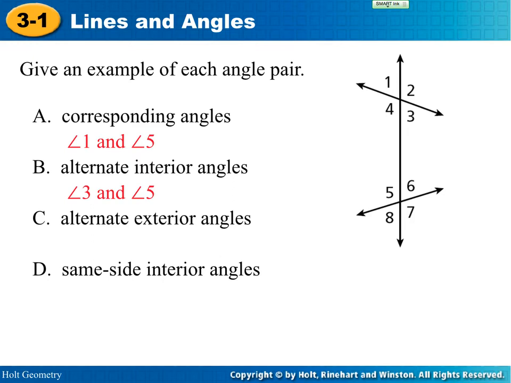Okay, alternate exterior, Zach? 2 and 8, correct. I had 1 and 7. And then same side interior angles. Let's go with Michael. 4 and 5. 4 and 5, yes. And the other pair, June? 3 and 6. Yes, that's one. Okay.